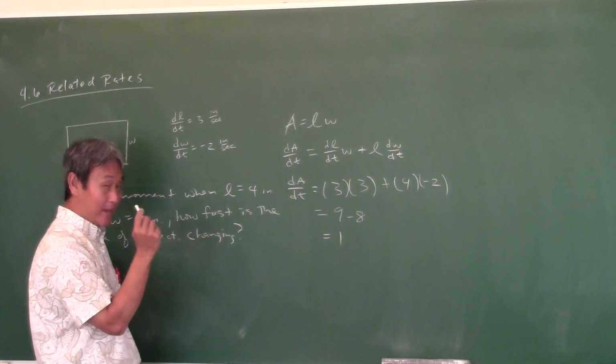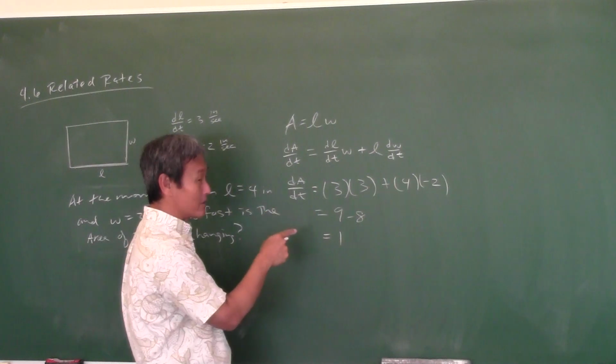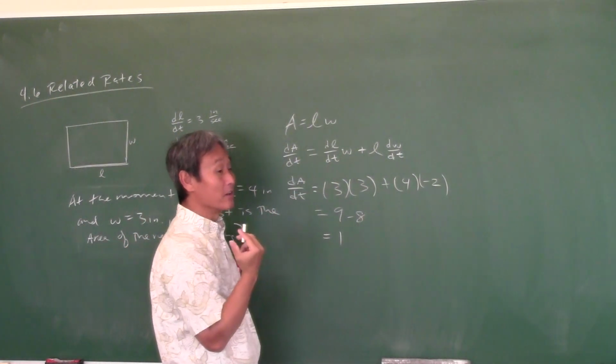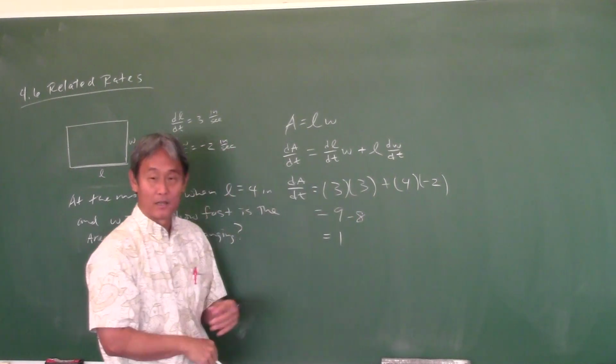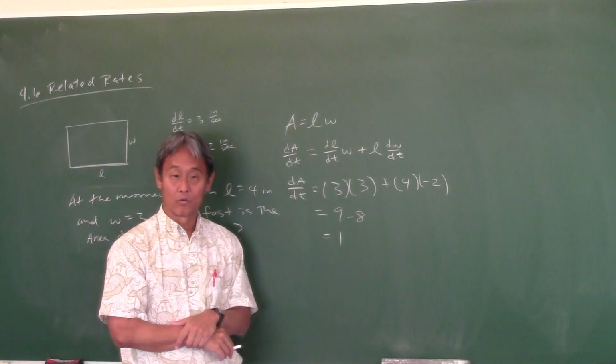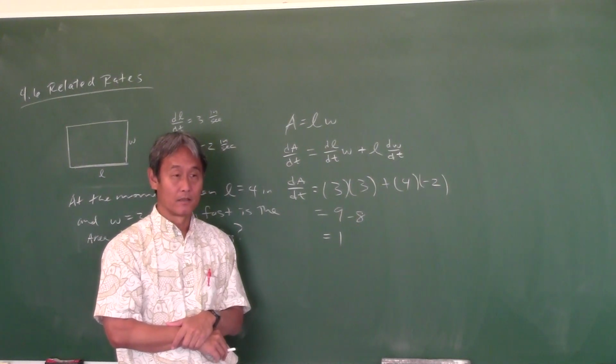And then, on the AP exam, whenever you do related rates, you have to give units. Now, if you're not good at units, what should the units be? You're trying to figure out how fast the area is changing. What would the units be?